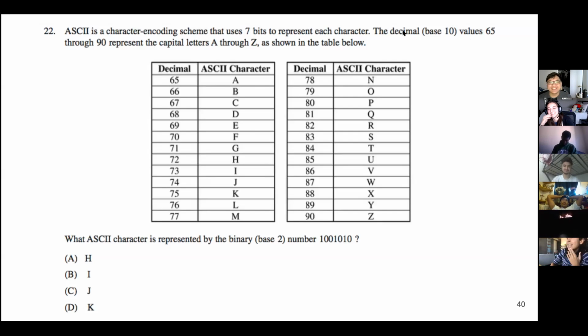Okay. The decimal value 65 through 90 represent the capital letters A through Z. We learned that. So here's my question. What ASCII character is represented by the binary number 1001010? I'll give you guys 60 seconds to work this out. I should see everybody working on their paper. Remember, our strategy is to write these out with spaces, underline each one, and put their place values underneath. So the 1's place, the 2's place, and I won't say anything else. 60 seconds on the clock.